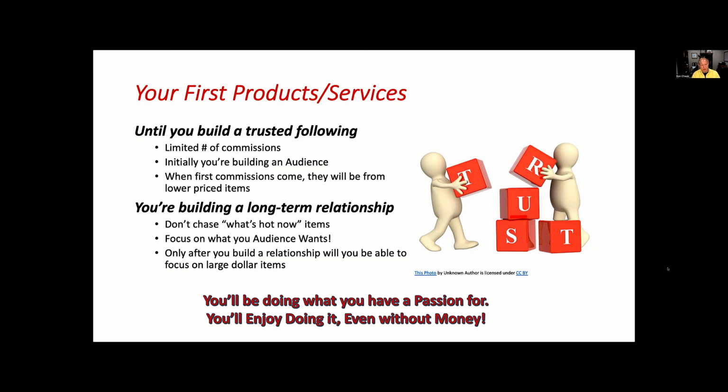Remember, you're building long-term relationships. You don't want to chase what's hot now items. Focus on what your audience wants. Only after you build a relationship will you be able to focus on the large dollar items. Remember, you'll be doing what you have a passion for. You'll enjoy doing it, even if early on it's without money.